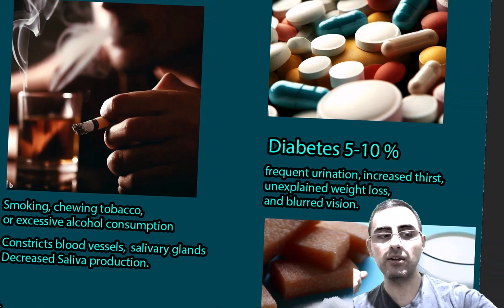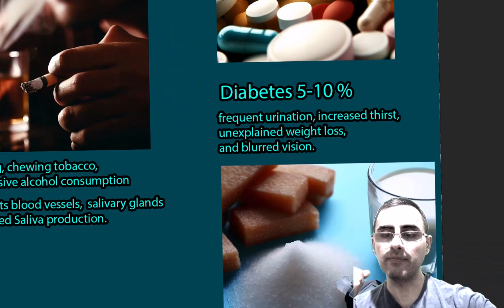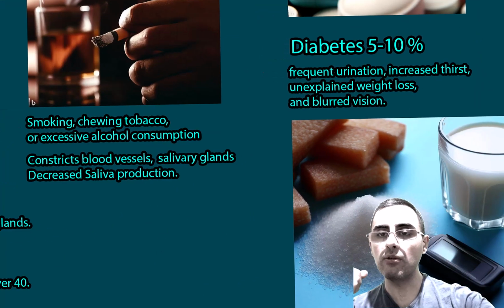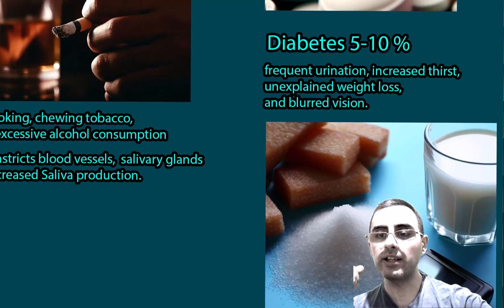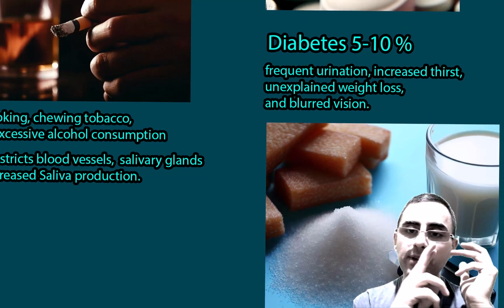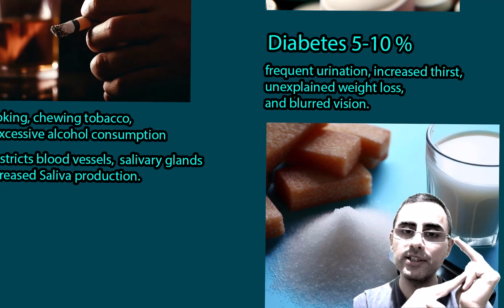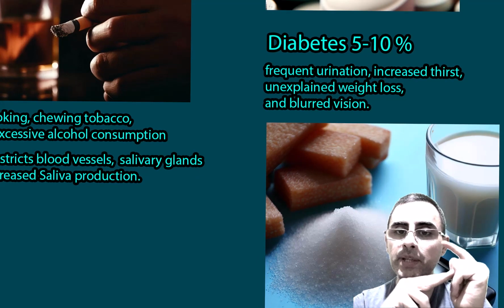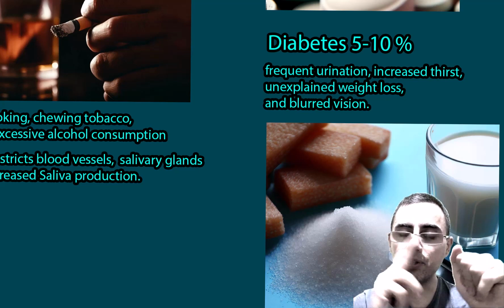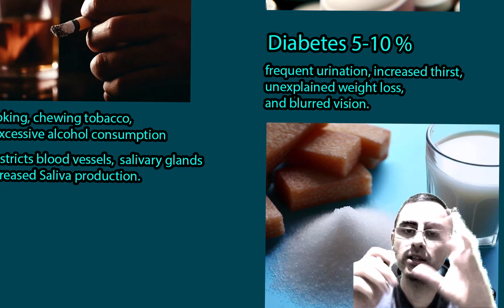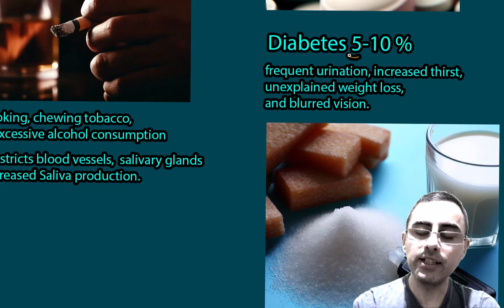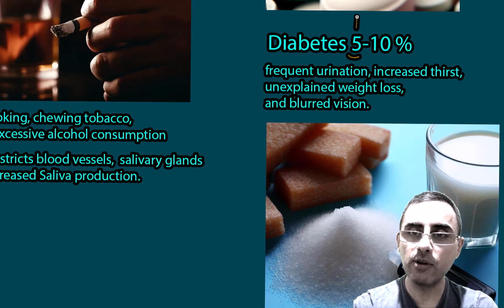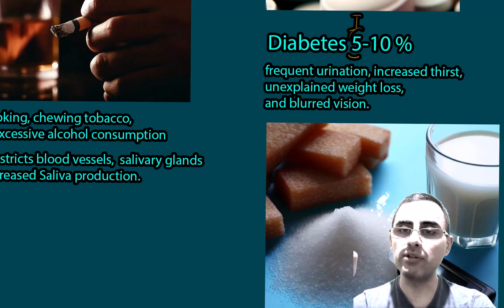Another important cause is diabetes. Diabetes also causes dry mouth. And what are the classical symptoms of diabetes? Frequent urination, increased thirst, unexplained weight loss, dry mouth, and blurred vision. It can occur among kids and adults also, but in kids it's rare, and it's type 1 diabetes among kids, and it's responsible for around 5% of dry mouth cases.